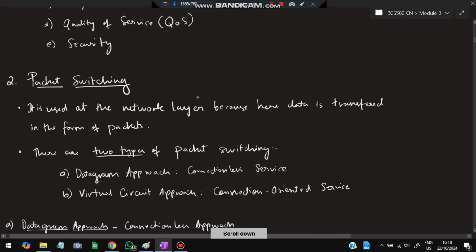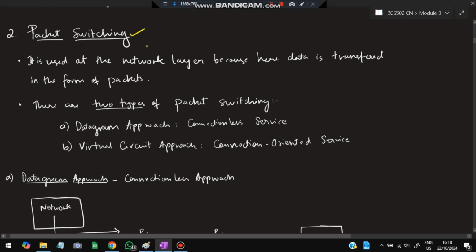Going on to the second topic, we have packet switching. It is used at the network layer because here the data is transferred in the form of packets. Why do we use packet switching? Because we are using packets and it is present in the network layer. In the network layer we deal with packets, so we use packet switching. What do we mean by switching? Switching means transferring from one point to another. There are 2 ways in which you can transfer the packets: the first is the datagram approach, the second is the virtual circuit approach.